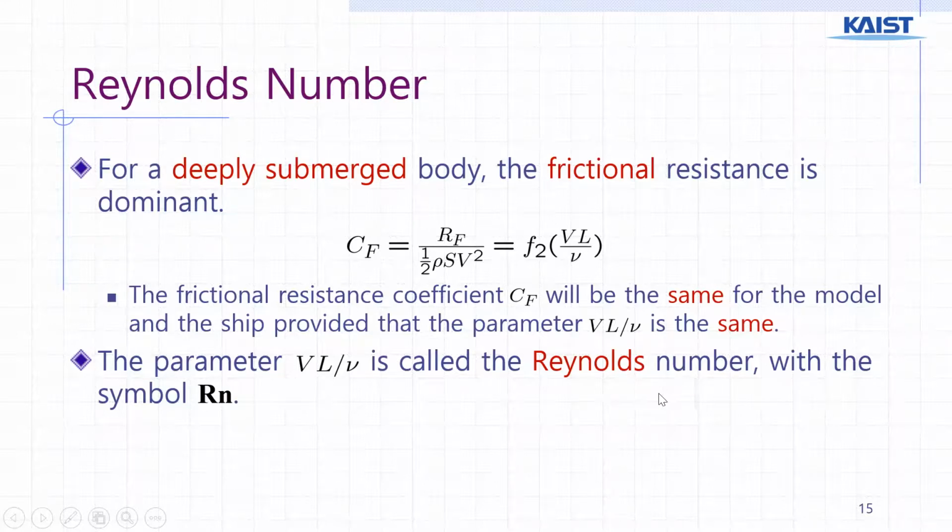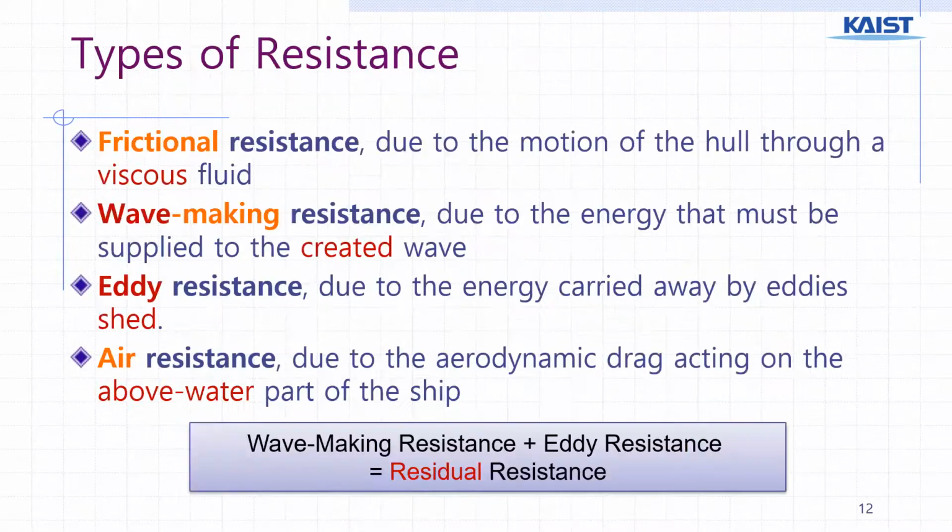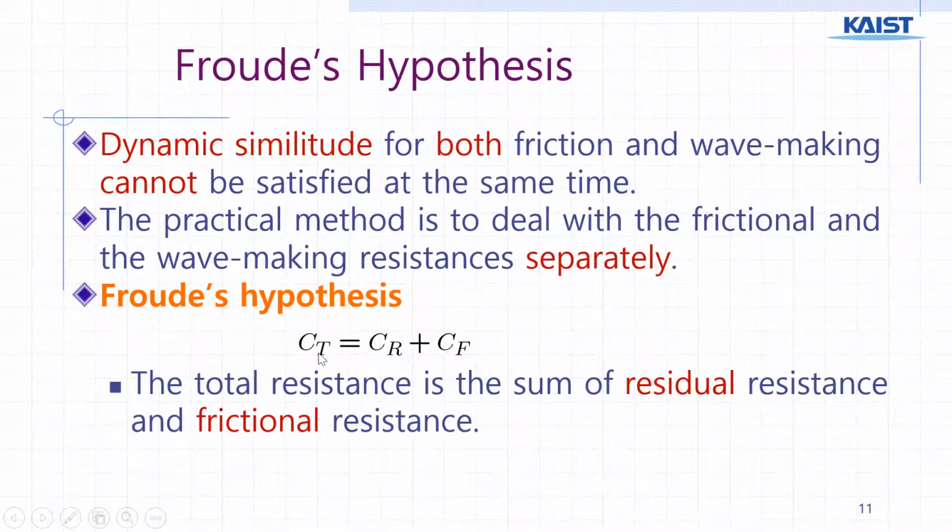So if you have the same Reynolds number, you can calculate CF by using a model test, but a separate model, not the Froude number. Here is a Reynolds number model test. So with two different model tests, you can get CF and CR. Then combining them, you can get the total resistance coefficient, CT. So come back to this calculation, the Froude hypothesis.